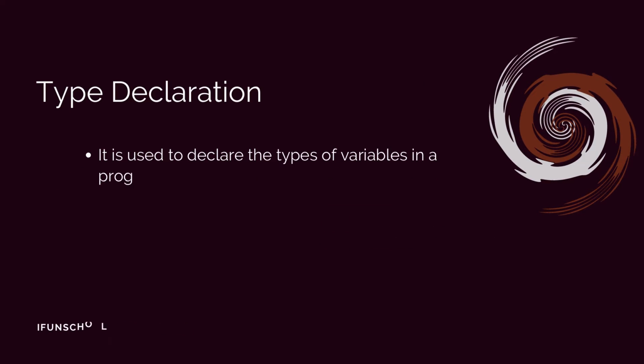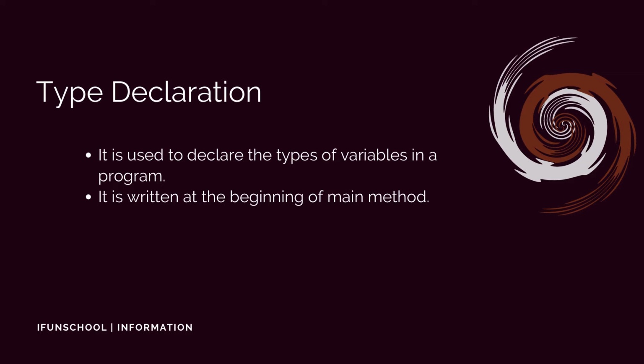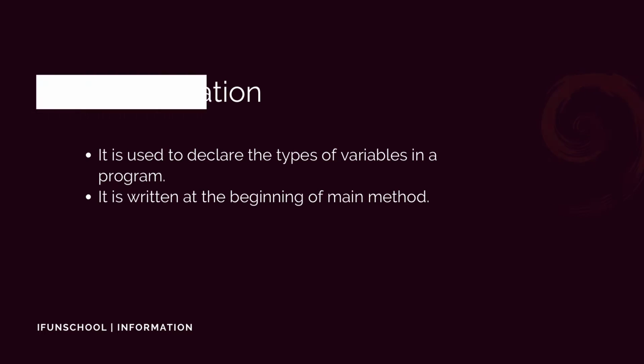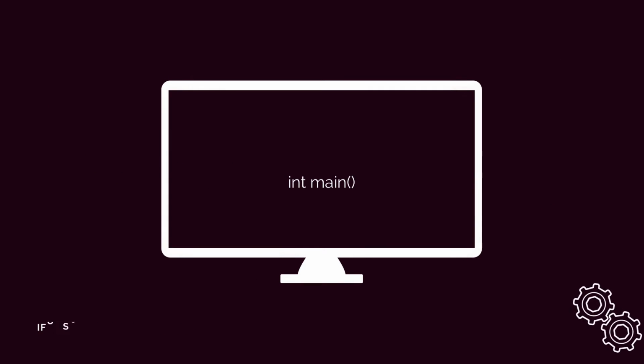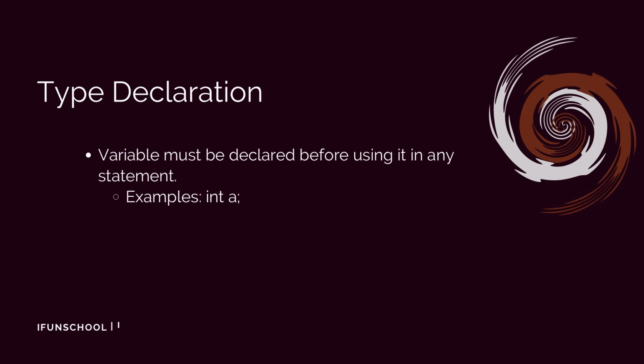Type declaration is nothing but the data type, which is used to declare the types of variables in a program and expects the outcome as a particular type of value. It is written at the beginning of the main method. You can see the example over here. In C we generally use int declaration. And a variable must be declared before using it in any statement, so that it explains variables must hold particular values.